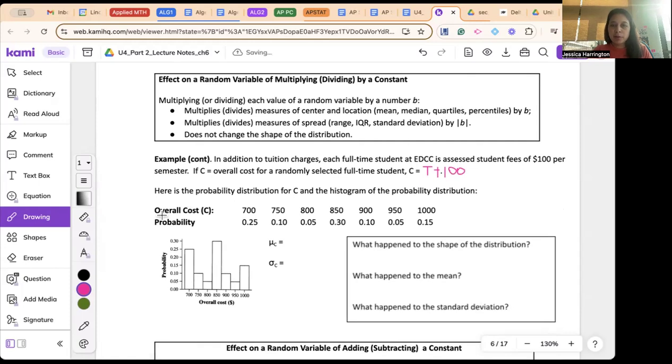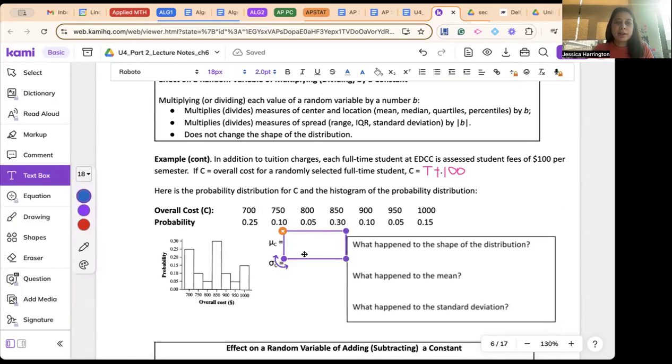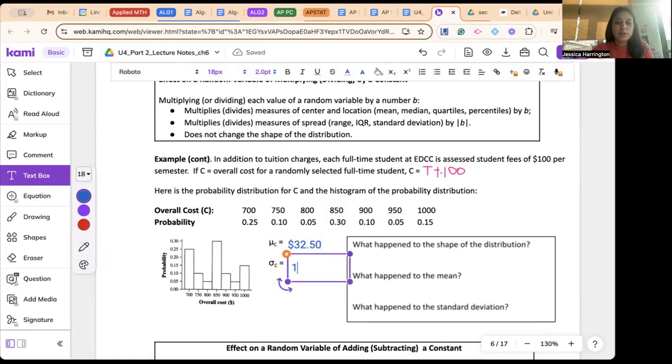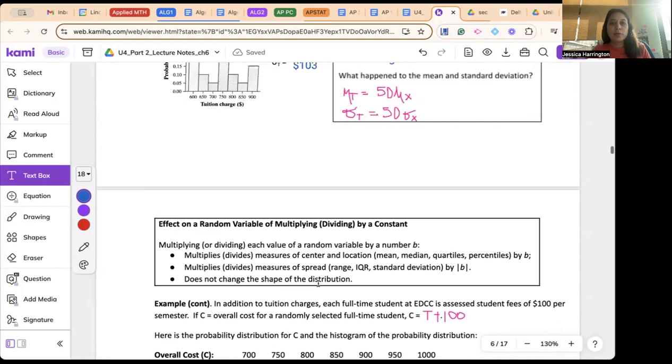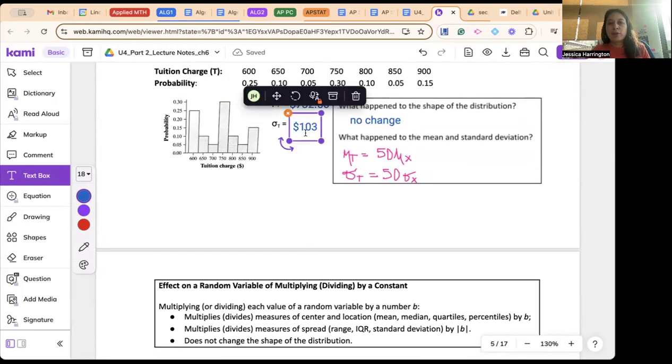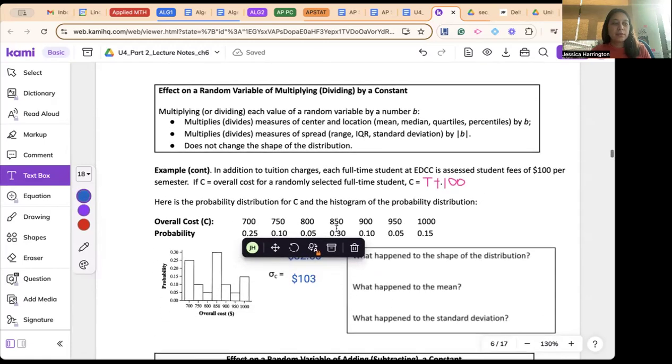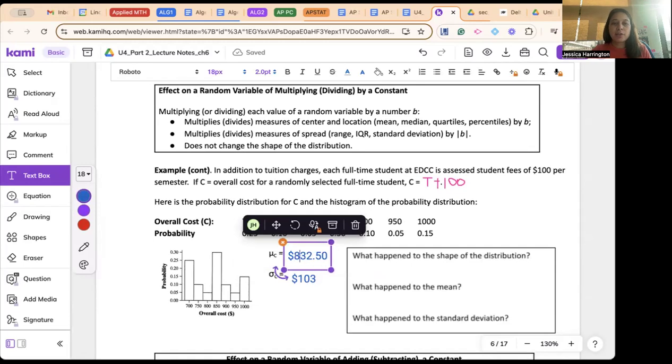Here is the probability distribution for cost. There is the histogram, and you can type all that into your calculator, but you will find that the new mu is 832.50 and the new sigma is 103. Okay, so let's look at how that changed. 103, 103, no change, right? So the sigma had no change.